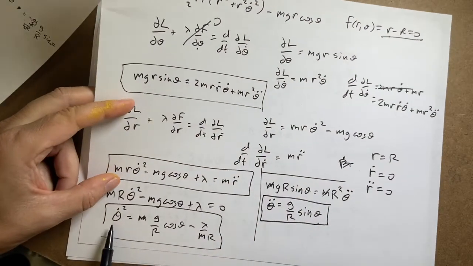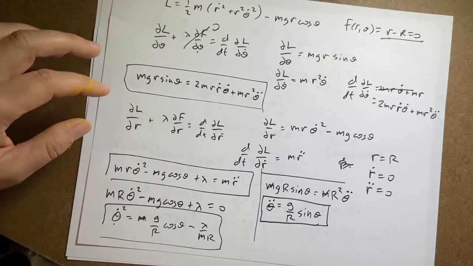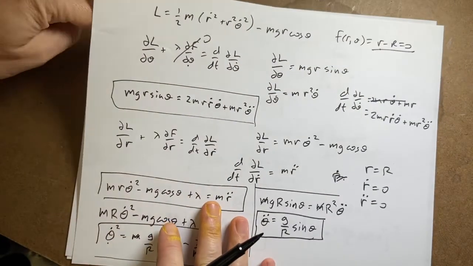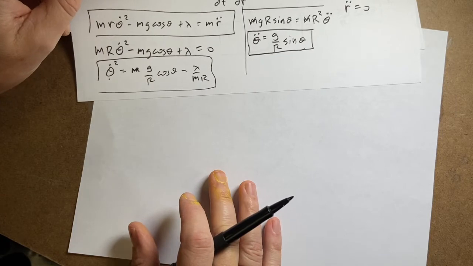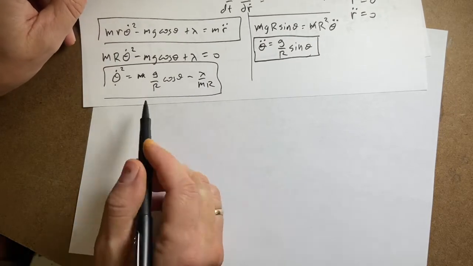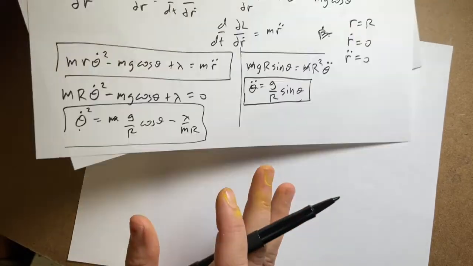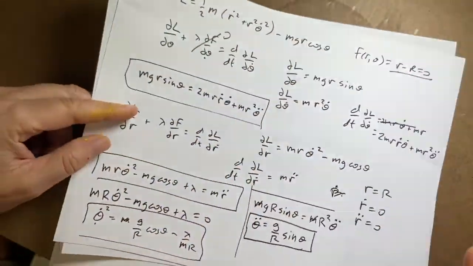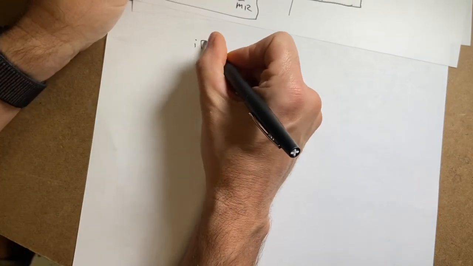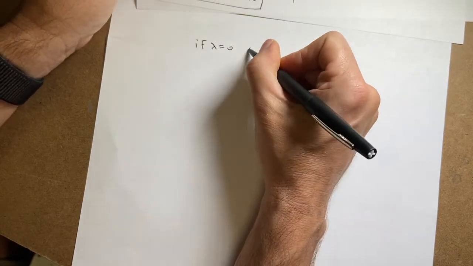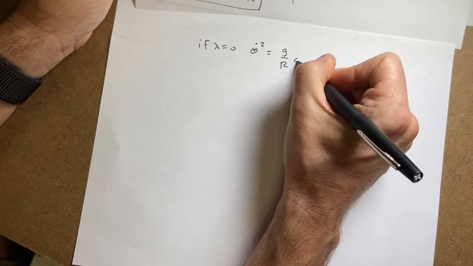Okay, I can put that in right here and solve for when lambda is equal to 0. So let's do that. I want lambda to be equal to 0. So let's just say if lambda equals 0, then this has to be true. If lambda equals 0, then theta dot squared equals g over r cosine theta.